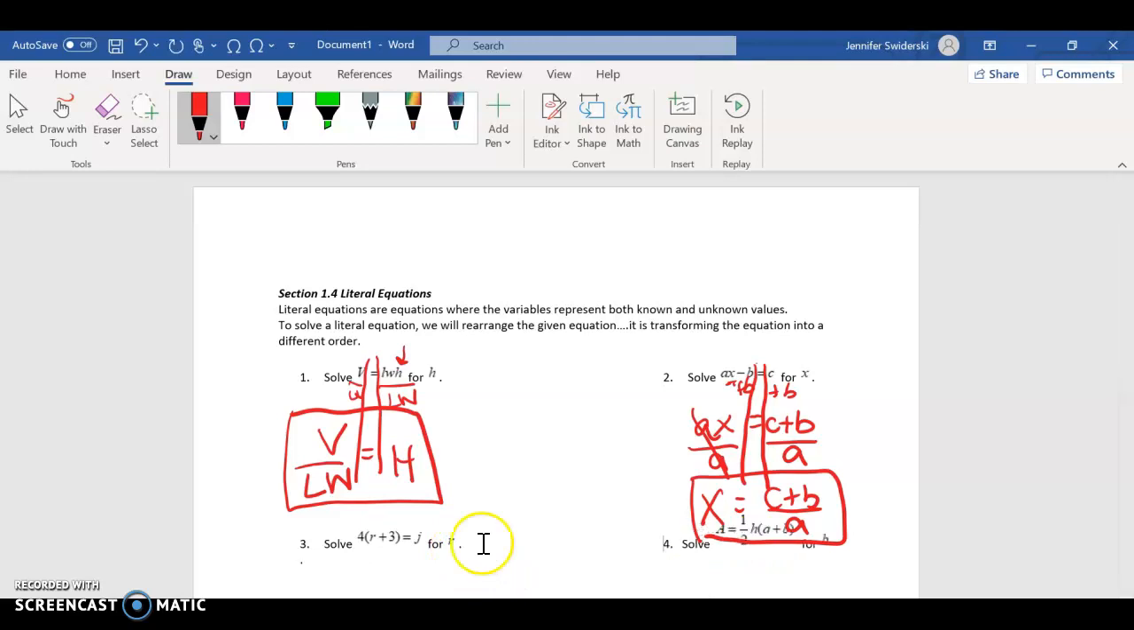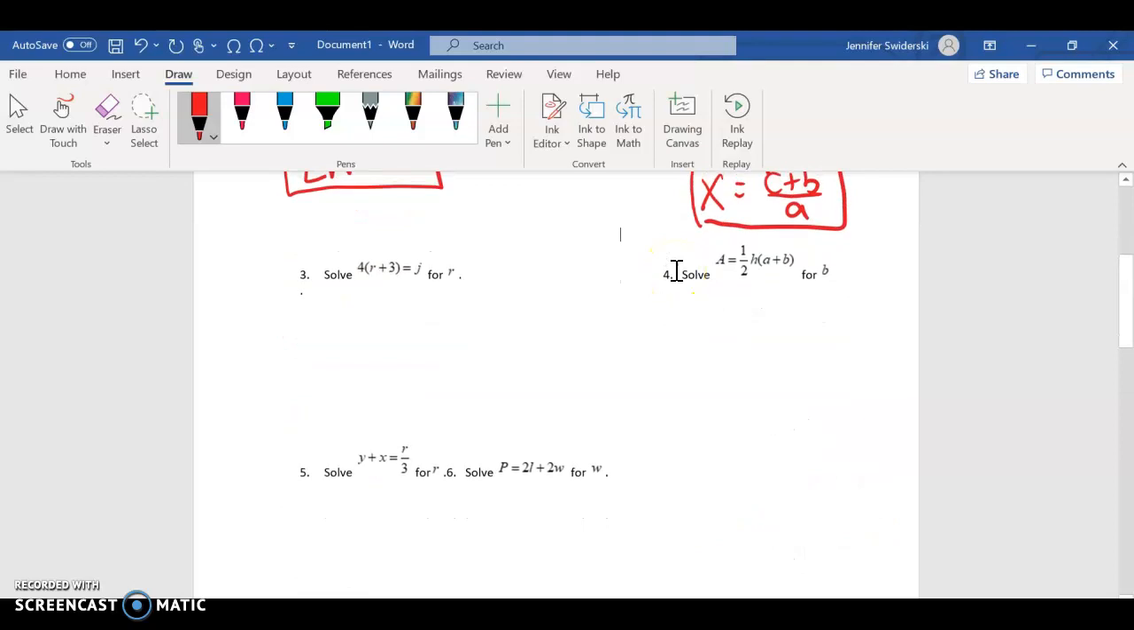A couple ways to solve number 3. I'm going to move this down a bit. Many of you are going to see this. It says solve 4 times the quantity of R plus 3 is equal to J, solve for R. A couple ways you can approach this. Many of you are going to distribute. Personally, that's what I would have done as well. So we're going to get 4R plus 12 is equal to J.